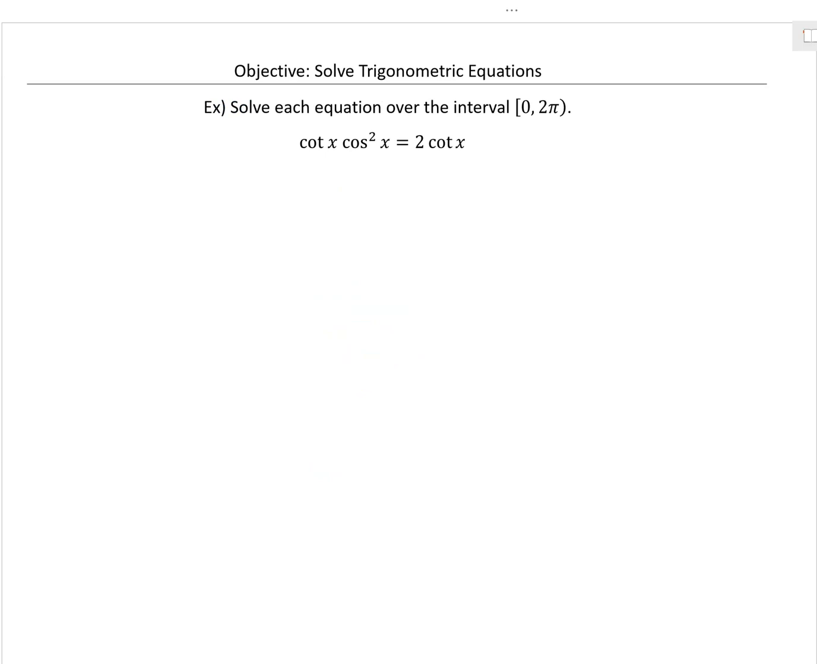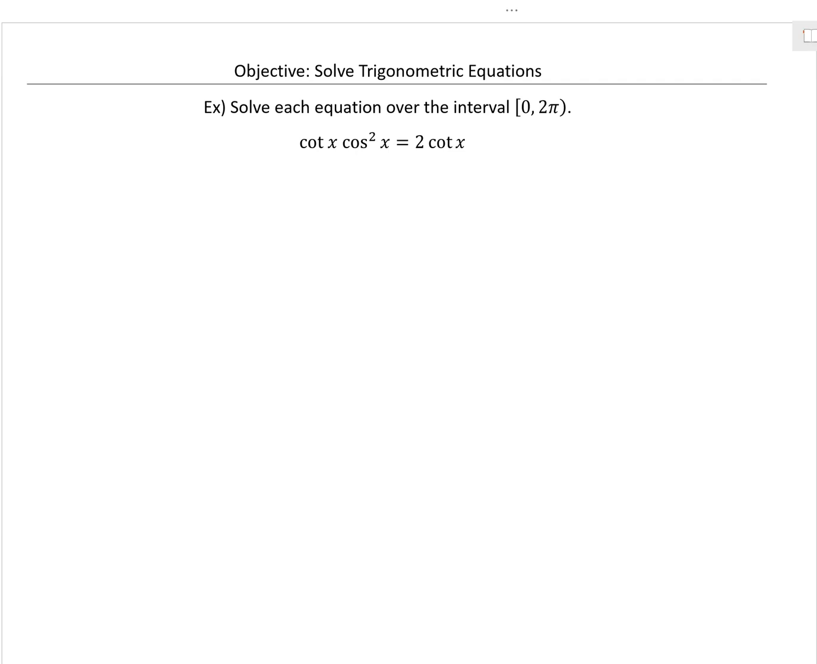Let's take a look at this one together, another example. So here we have cotangent x times cosine squared x equals 2 cotangent of x. And so this is a quadratic structure also because the cosine is squared. Be very careful here. Remember that you cannot use any kind of algebra strategy that divides by an expression that involves x. And that includes cotangent x. So you can't divide by cotangent of x here.